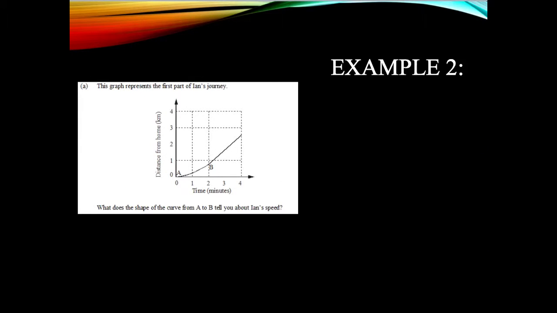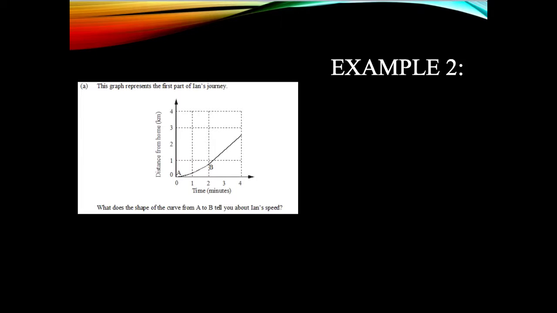Let's look at this second example. In the second example, again, we've got a graph. It says this graph represents the first part of Ian's journey. Again, we've got distance from home in kilometres and time here in minutes. However, last time we had a nice straight line coming down like this. This is a curved line.